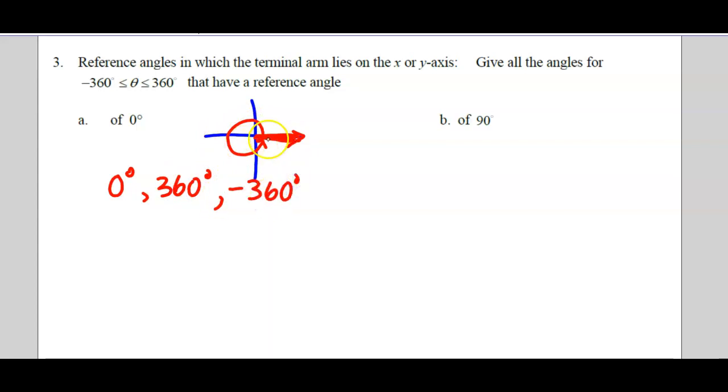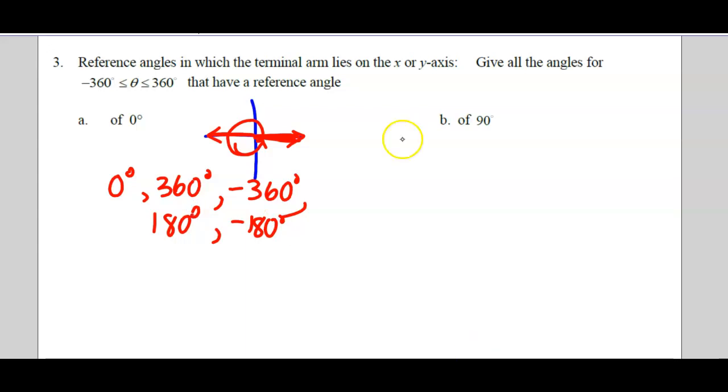What about if my terminal arm was on this negative x-axis? Again, the reference angle, there's 0 between that and the x-axis, so that would be 180, or going the other way, negative 180. Okay.